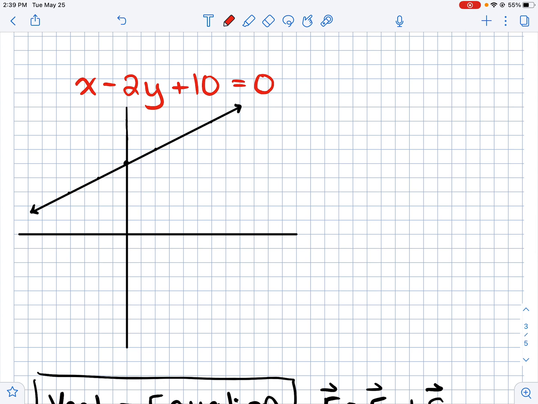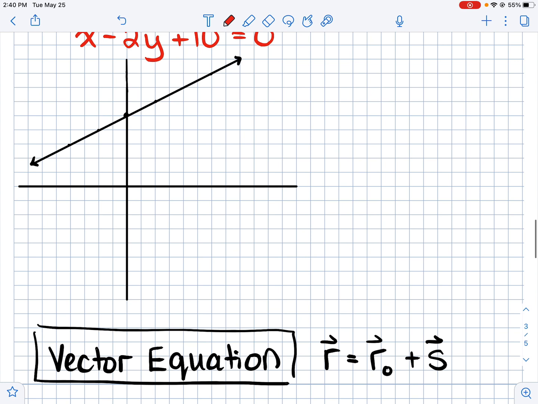So let's do it with an example to start off with. Here we have a scalar equation of a line, and I sketched it out. I found out the y-intercept was 5 and the slope was a half. So if I want to write the vector equation of it, it turns out the vector equation is written using addition of two vectors. So R naught is a position vector that goes from the origin to any point on the line. Doesn't matter where it goes, it just goes to any point on the line.